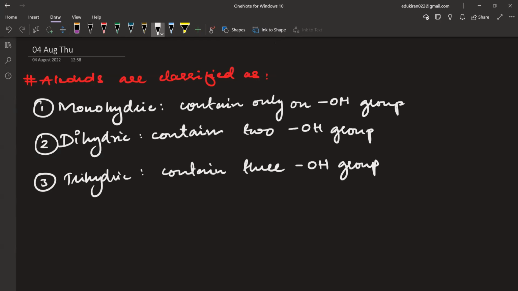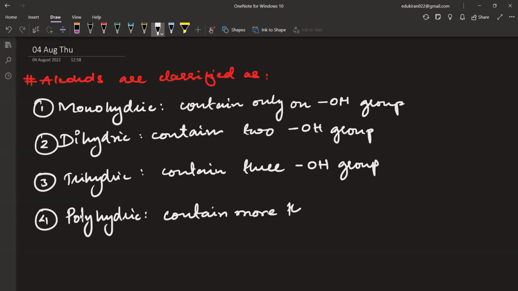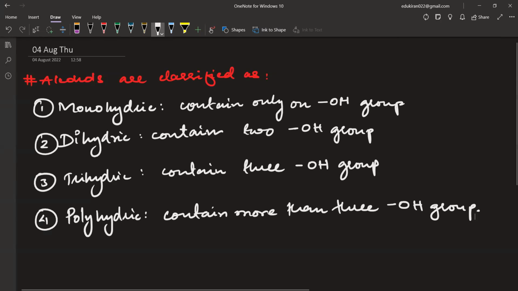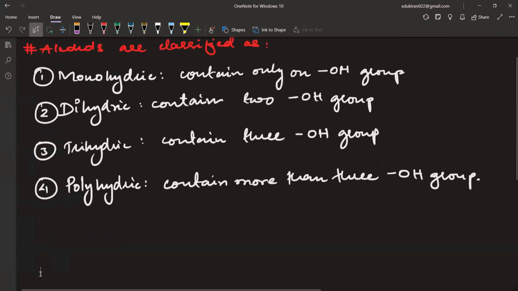Last you will write polyhydric. Polyhydric. These contain more than three OH groups. Okay, they will contain more than three OH groups. Right. There are some common monohydric, dihydric, trihydric and polyhydric alcohols that I want to show you, and you have to remember their names also.